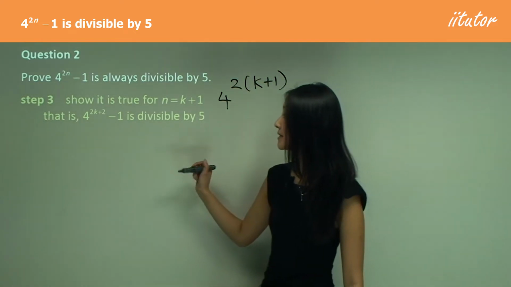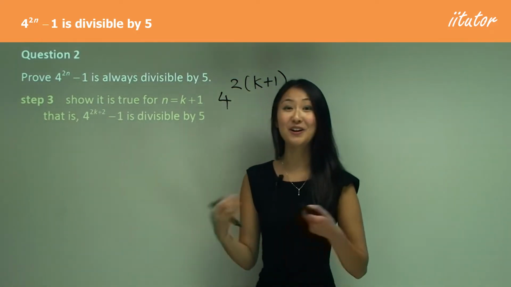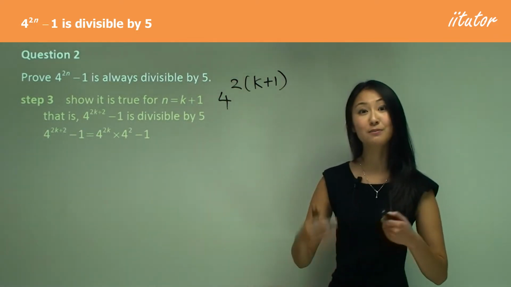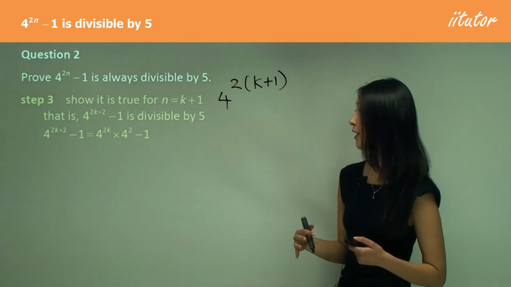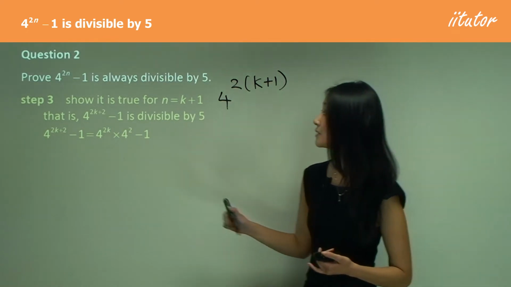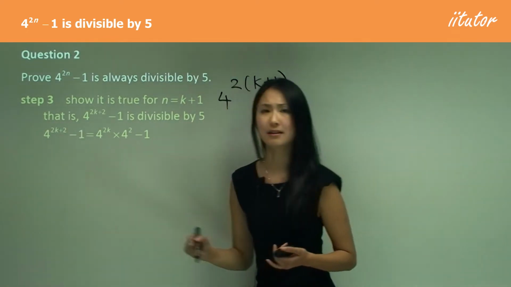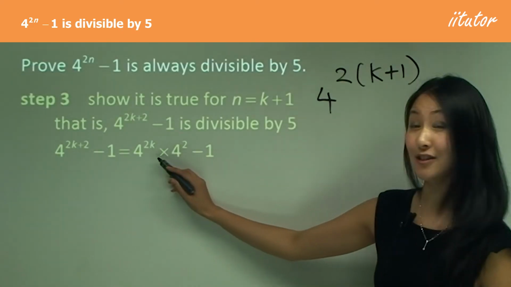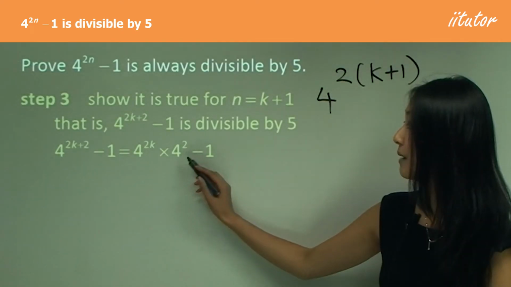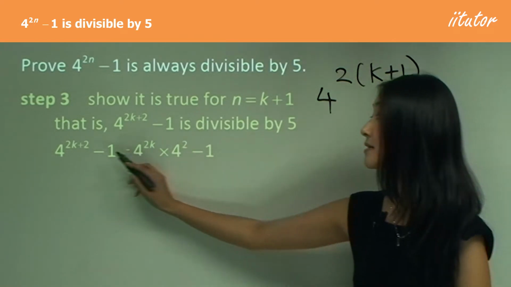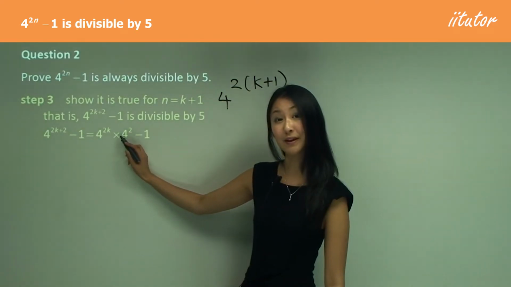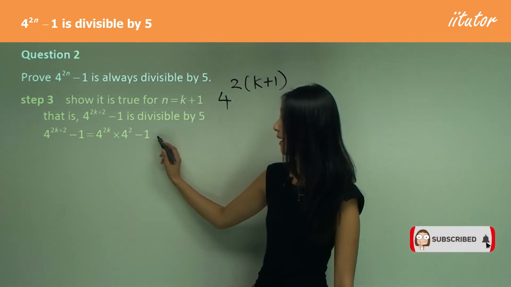So remember, we start off with this because there's no left-hand side to start off with. And what we need to do is manipulate it to be able to factorize 5 out the front. The first thing we do with this is we always want to separate this index. If there's a plus there, we want to separate it. So we separate that into 4 to the power of 2k times 4 to the power of 2, right? Because if it's plus, then when I separate them, it becomes multiplied between the bases, minus 1.